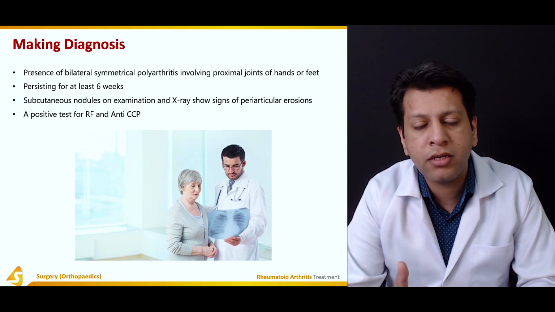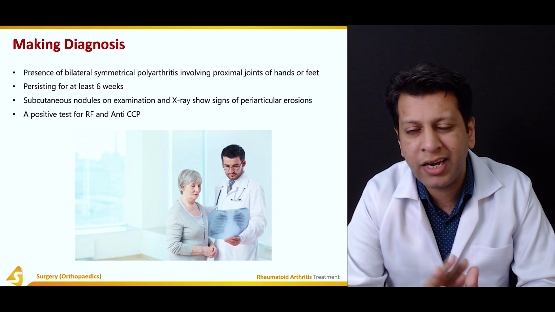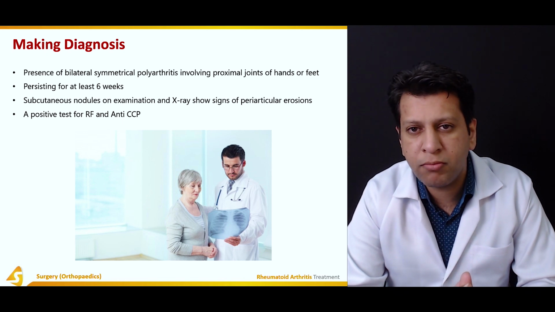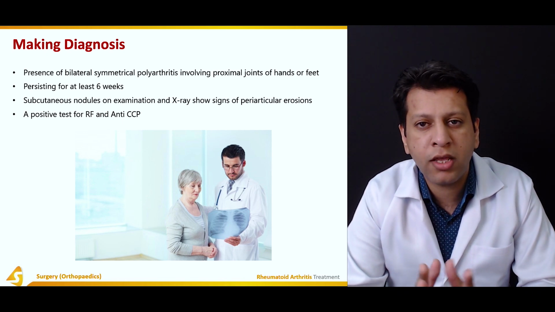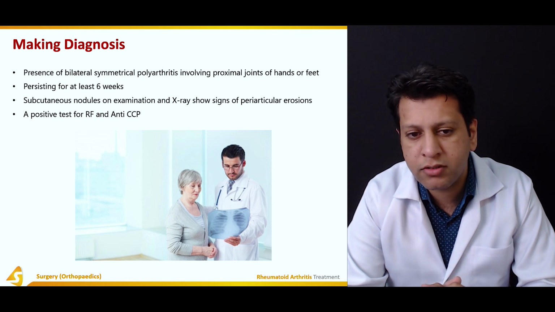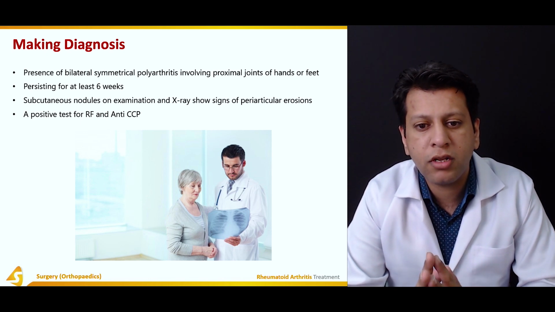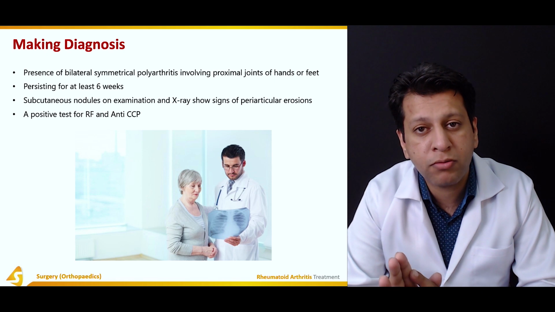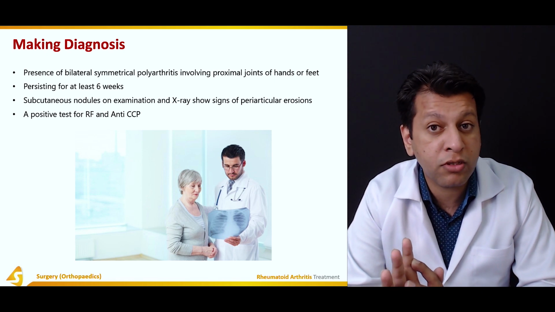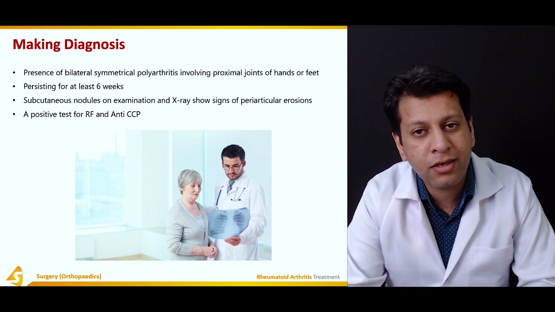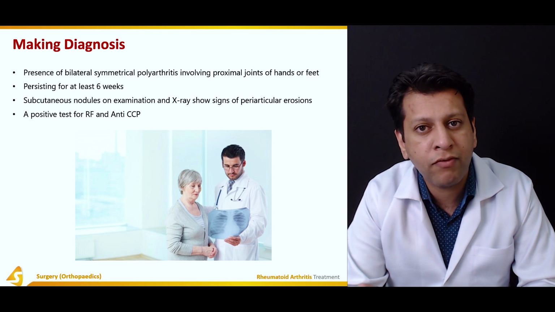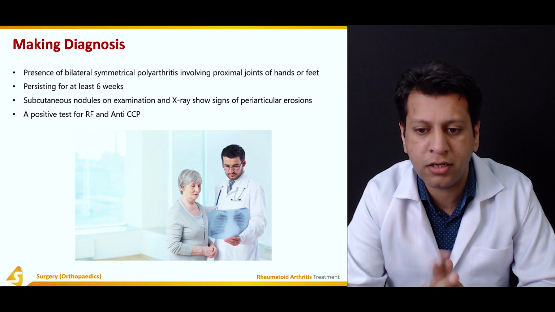The pathognomonic features are the involvement of small joints of the hand, the history of pain, swelling, and stiffness which persists for more than 6 weeks, presence of subcutaneous nodules, especially the rheumatoid nodules, and then in the lab, positive RF or anti-CCP. This most likely means the patient is having rheumatoid arthritis.